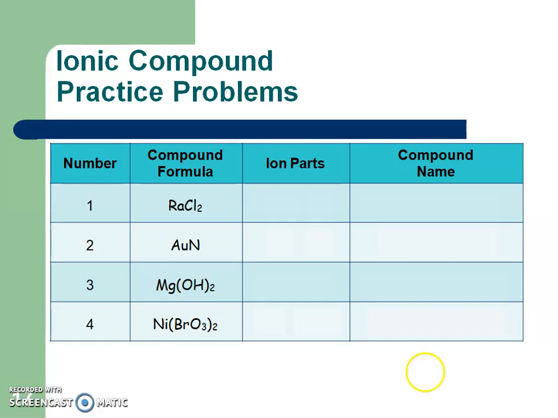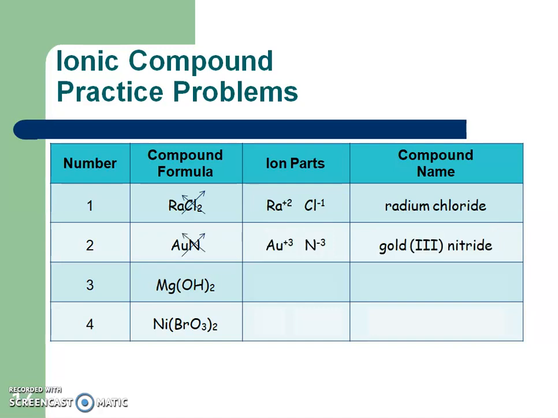So hopefully you try these on your own. The ion parts are just to help you get from the formula to the name. You will not be responsible for giving me that information on the test. However, it really helps you to crisscross backwards and then do the name. Okay, number 2, again, crisscross backwards and then you can fill in the blanks using your periodic table. Again, use that periodic table.